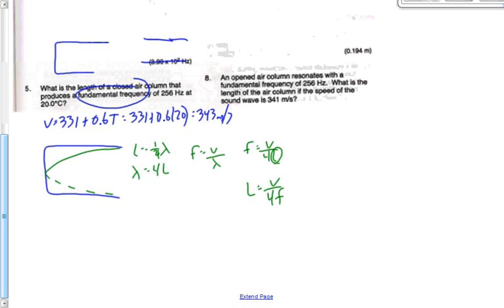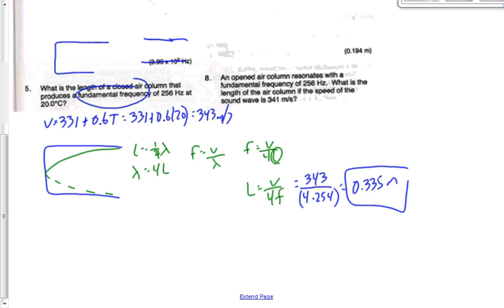The speed we just calculated is 343. The frequency is 256, so make sure you multiply that by 4. Do the math there. We're going to get somewhere around 0.32, 0.33. To 3 digits, it should be 0.335 meters.